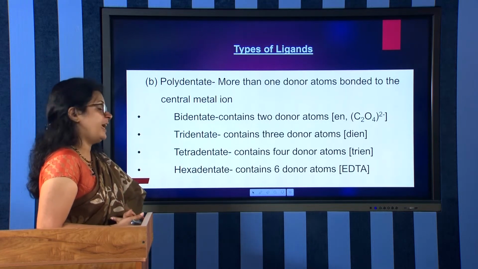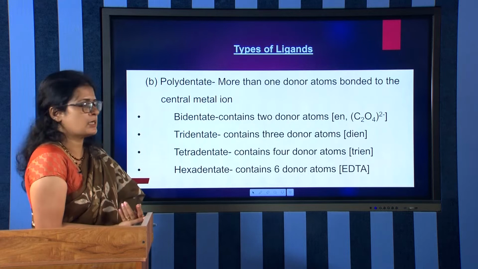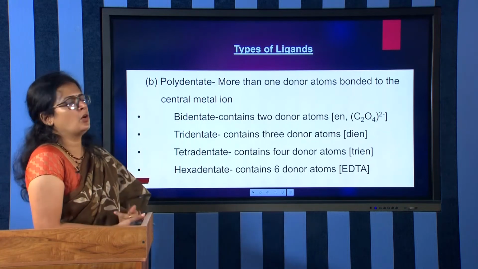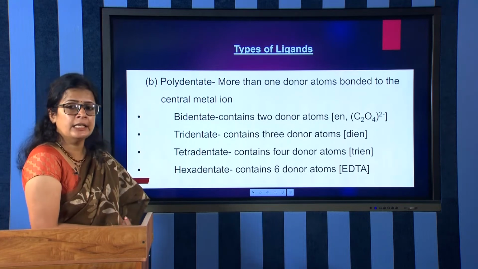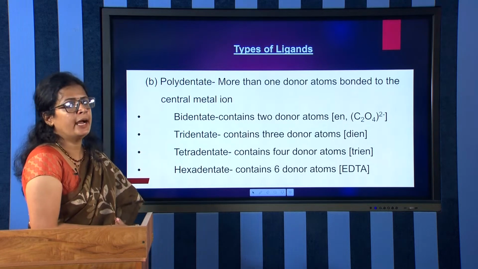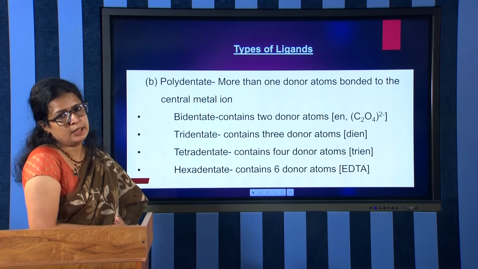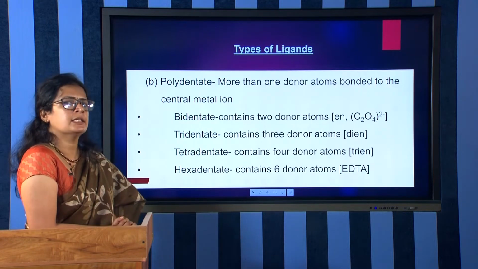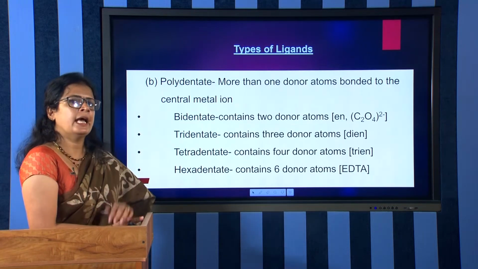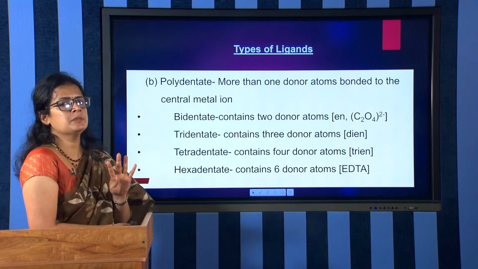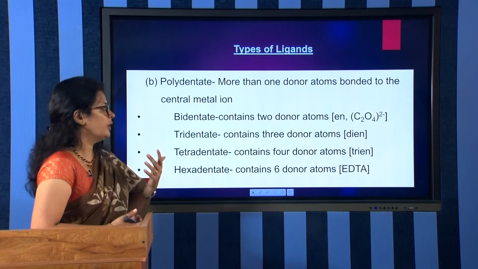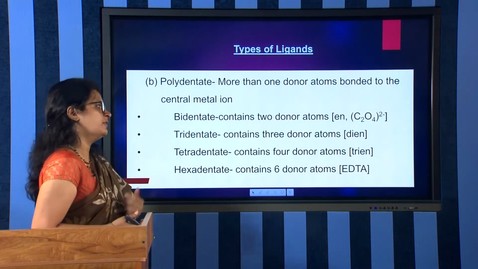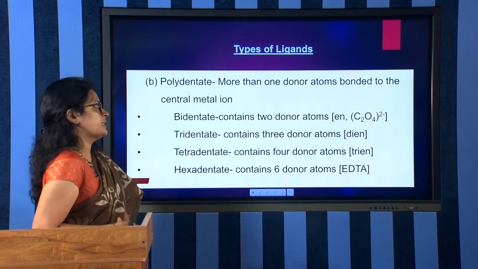And finally, you have the hexadentate ligand. Hexa means 6. So, they will contain 6 donor atoms, and the example for such a ligand is EDTA, or ethylenediaminetetraacetic acid. This ligand has 4 oxygen atoms and 2 nitrogen atoms. So, 4 plus 2 is 6. In total you have 6 donor atoms in the case of ethylenediaminetetraacetic acid.